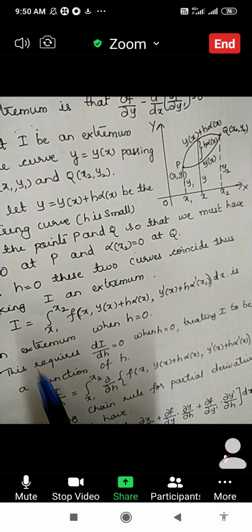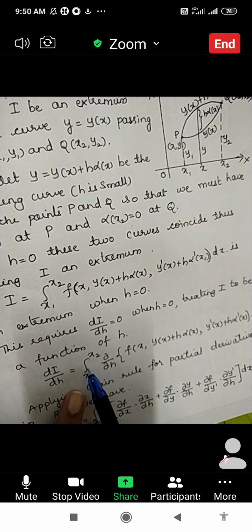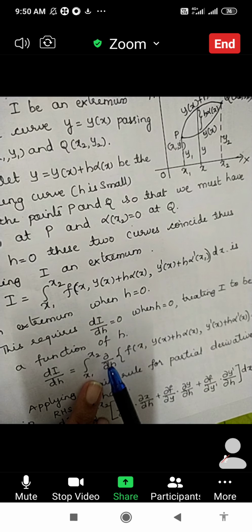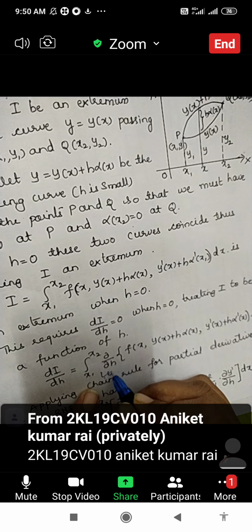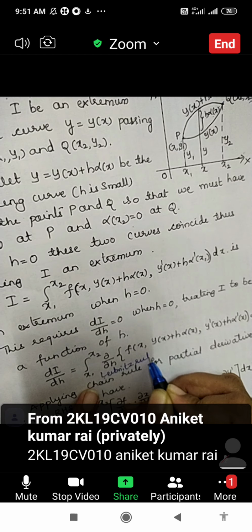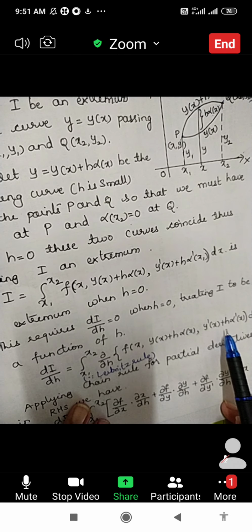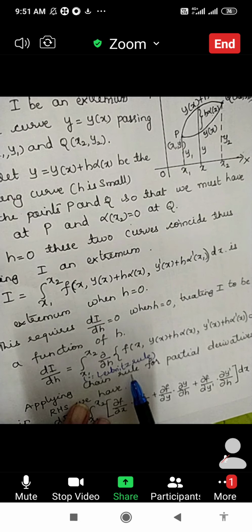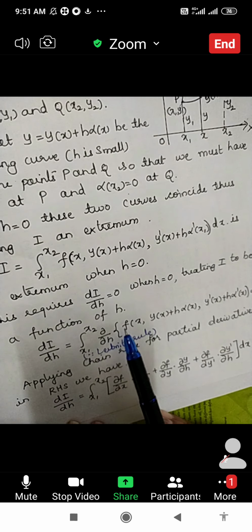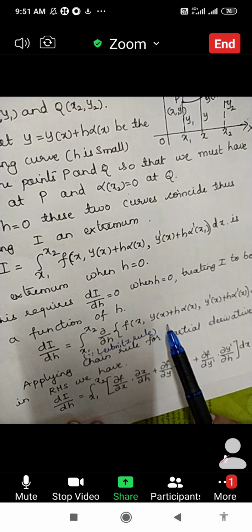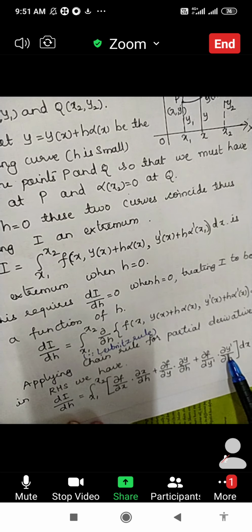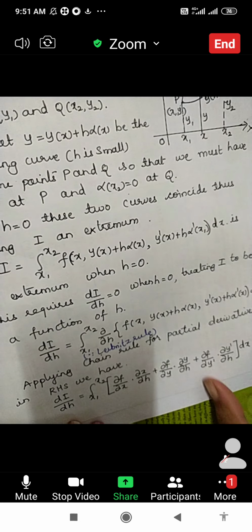Now here we have the derivative of an integration. So take that derivative inside, and it converts to a partial derivative. This is by Leibniz rule. Now we have three variables, so let us use the chain rule. It is dou f by dou x into dou x by dou h, plus dou f by dou y into dou y by dou h, plus dou f by dou y dash into dou y dash by dou h.